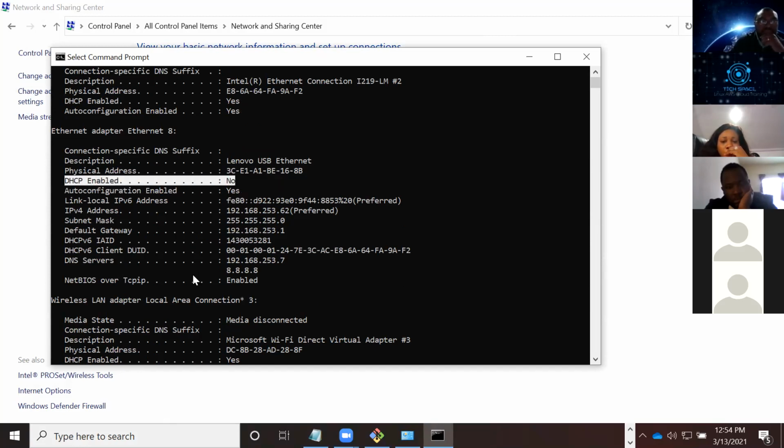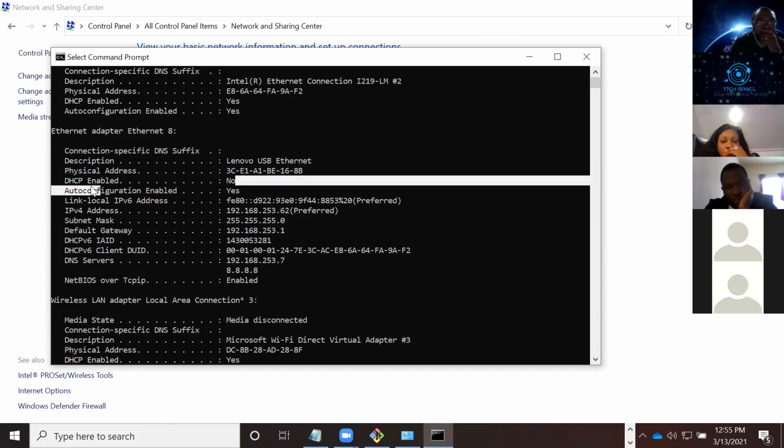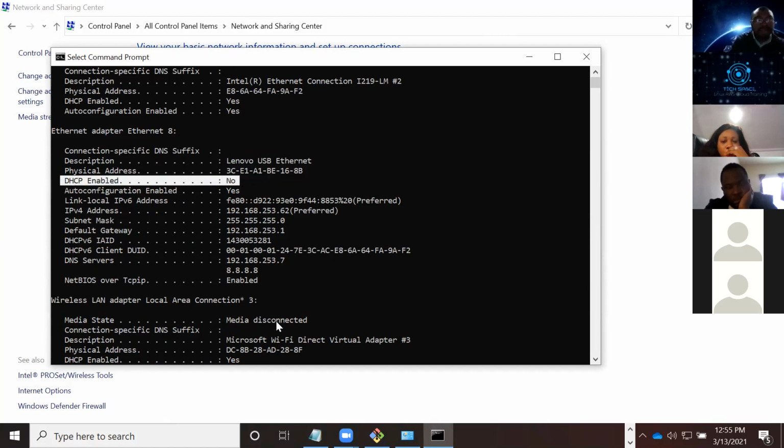DHCP enabled was yes before, but right now it says DHCP enabled, no. What does that mean? It means static. It means now we have a static IP address.